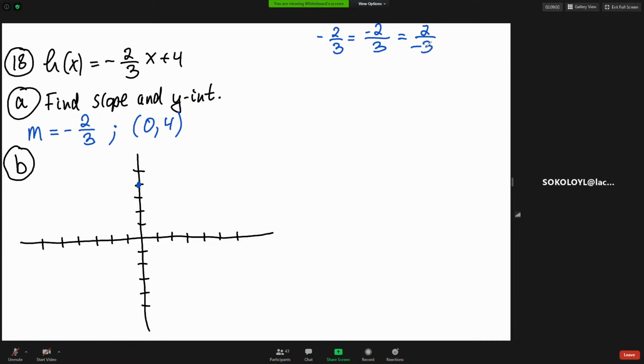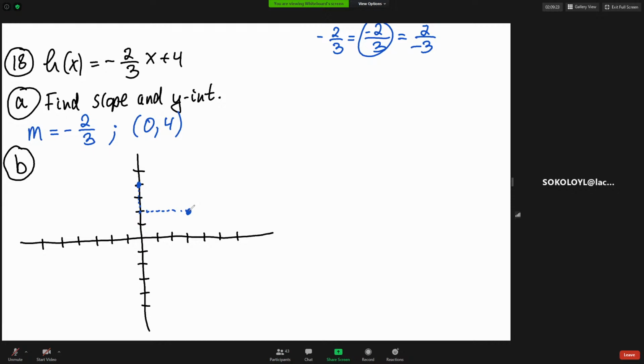All three of them are equivalent. All three of them are equal. So it doesn't matter which one I use. I'll use this one. So that tells me the rise is -2. So I'm going to go 2 down. And the run is 3. So I'm going to go 3 to the right. And that gives me my second point.